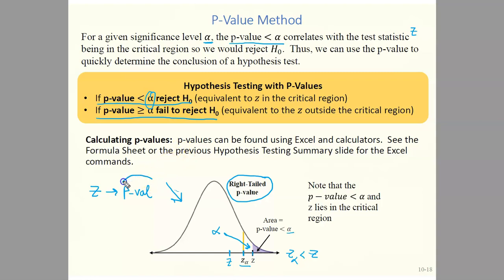Now, how do you calculate that p-value? Well, you can use Excel or a calculator. And if you look back at the summary sheet for hypothesis testing, you'll notice that we have the commands that you type into Excel to evaluate the p-value. That's also on the formula sheet that's available for the whole course. Now let's take a look at this example.